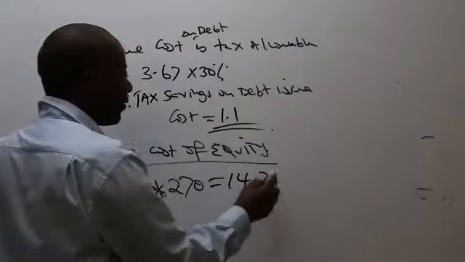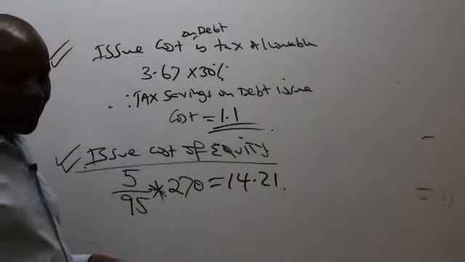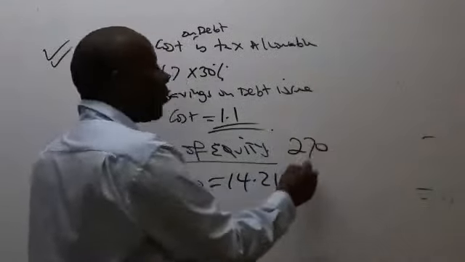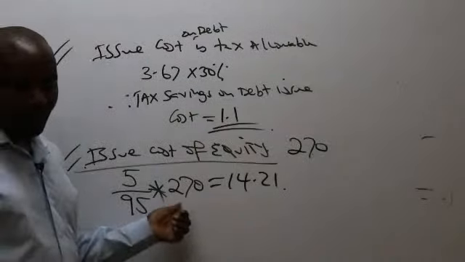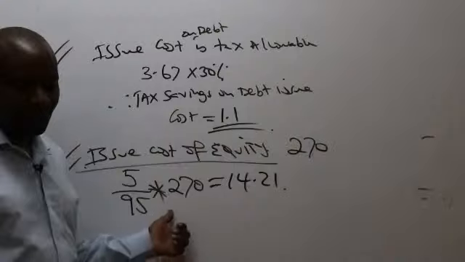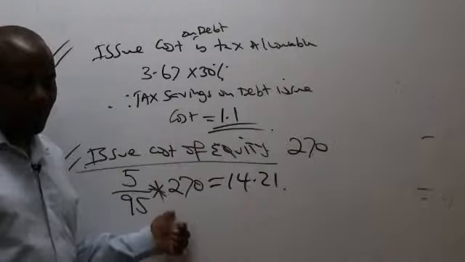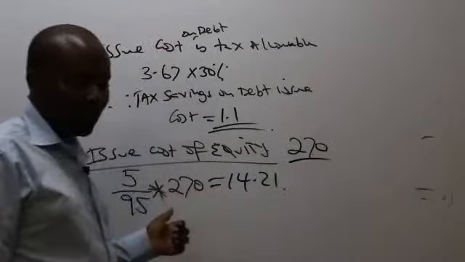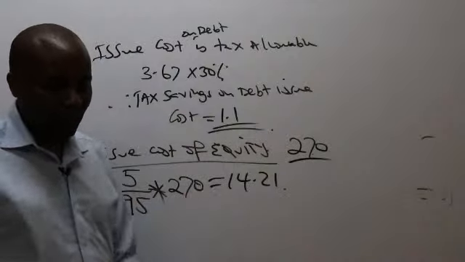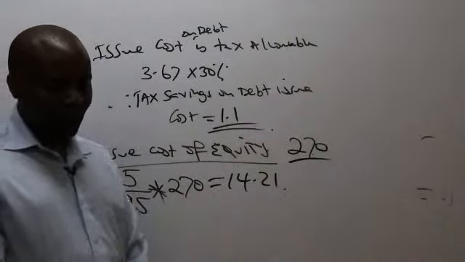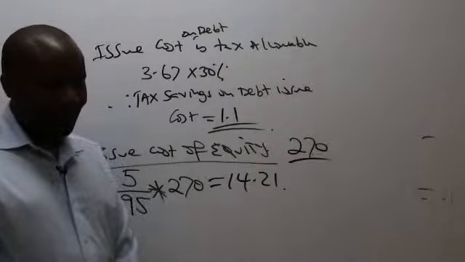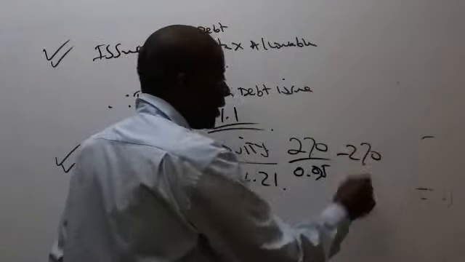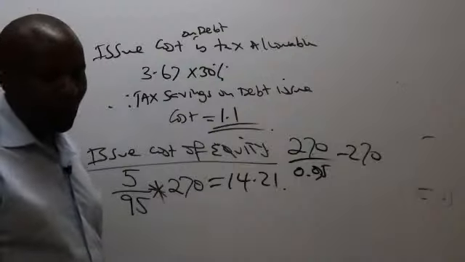Remember the other method, my method, which would have been a bit longer. First of all, are we able to see where the 270 is coming from? My method, I would have taken 270 divided by 95%, isn't it? Yes, divided by 0.95, and then of course after that minus 270. That's what I would have done to get the issue cost.